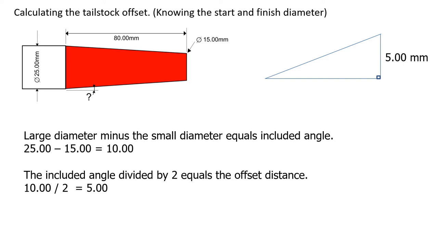In this example, we have two diameters. We subtract the smaller diameter from the bigger diameter and halve it, and we've calculated the offset amount. Simple.